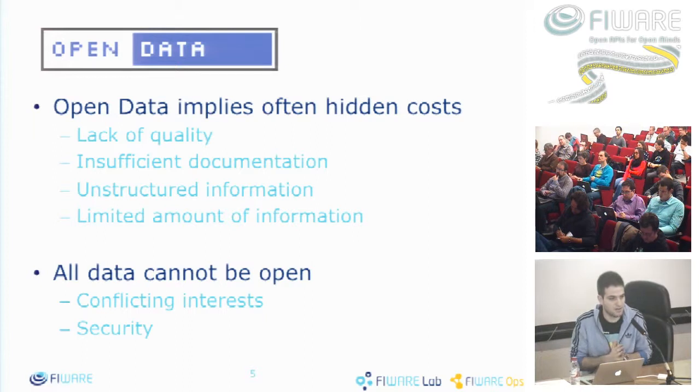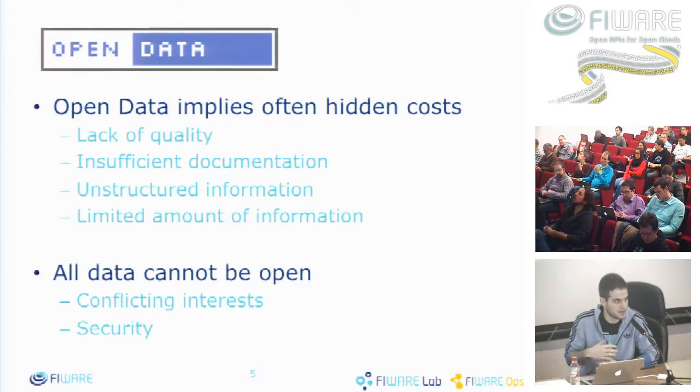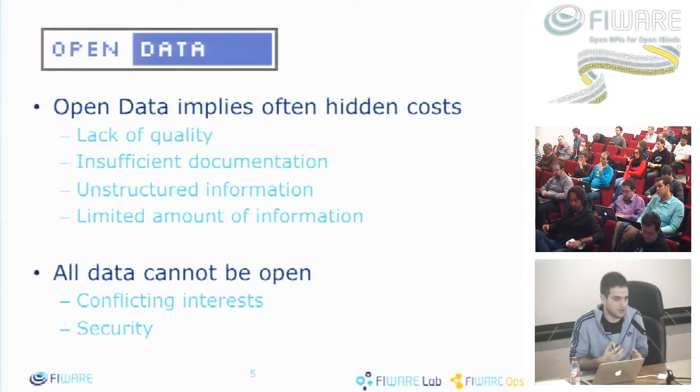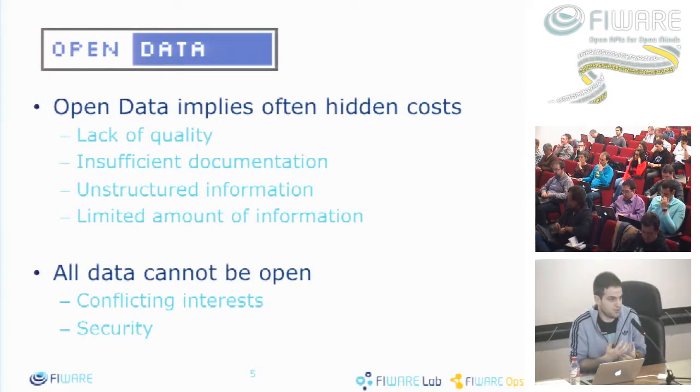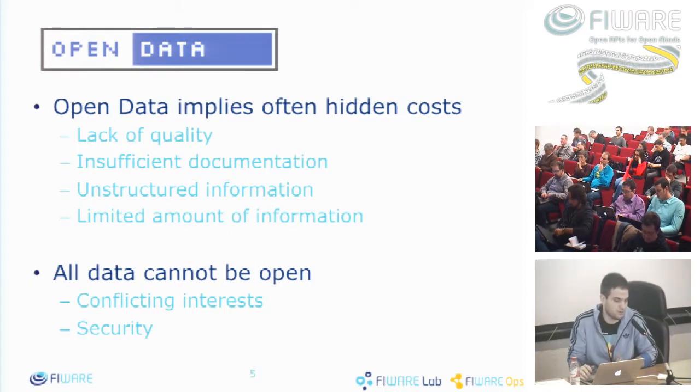And in that case, we have to go to premium datasets, that is, data that requires us to pay for using it. And also we have to consider that there are some cases where open data is not available. For example, some conditions, such as security or a conflict of interest, where we cannot have open data, and we have to go to premium data.